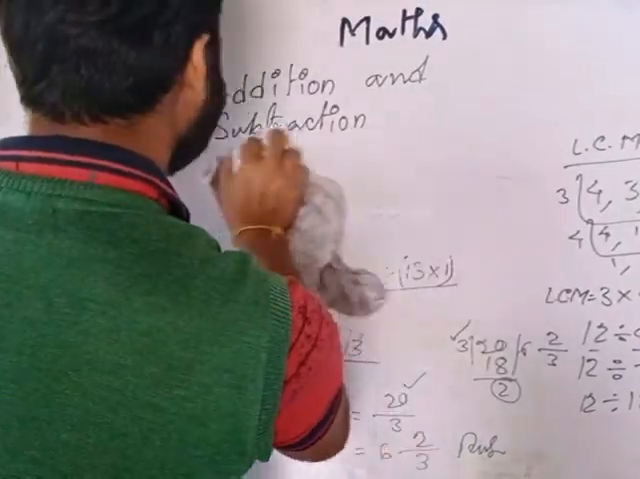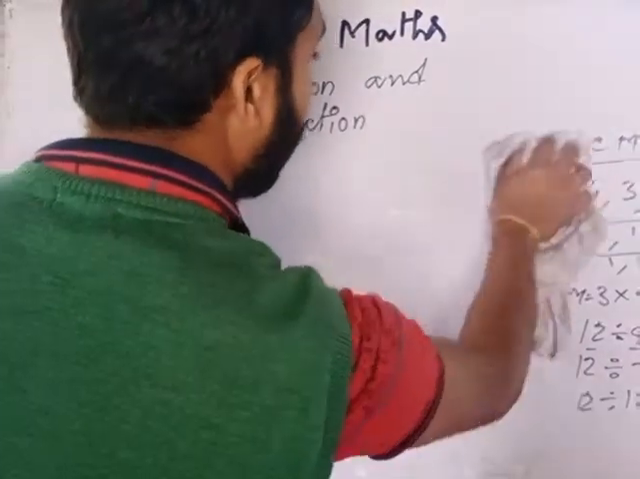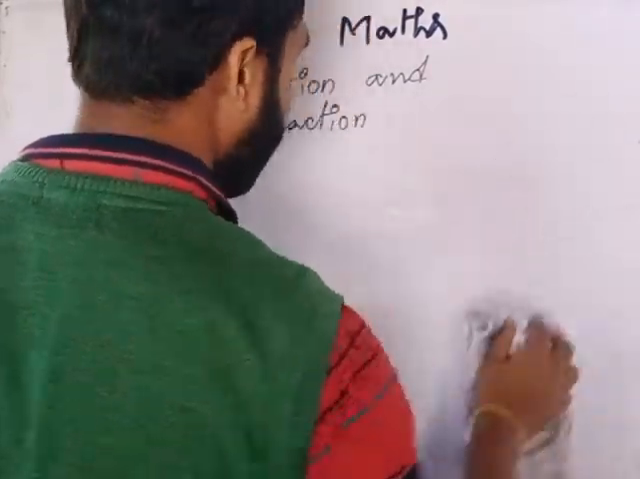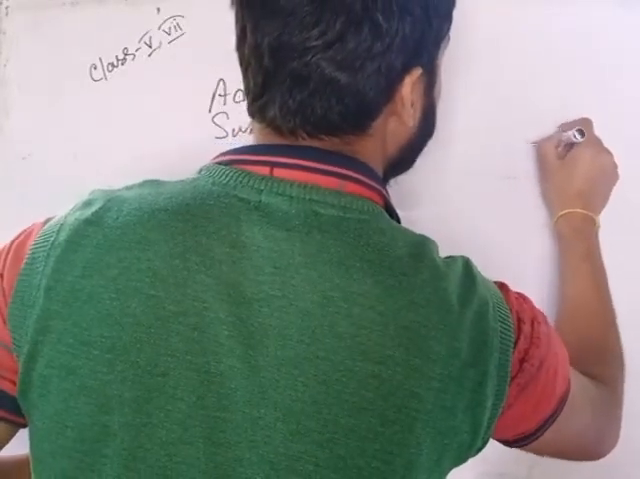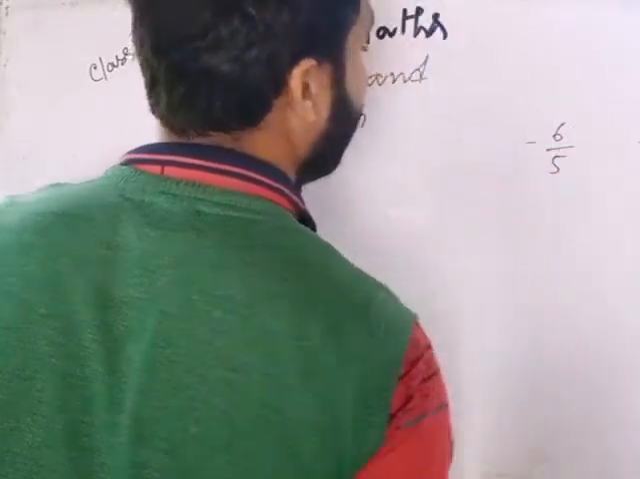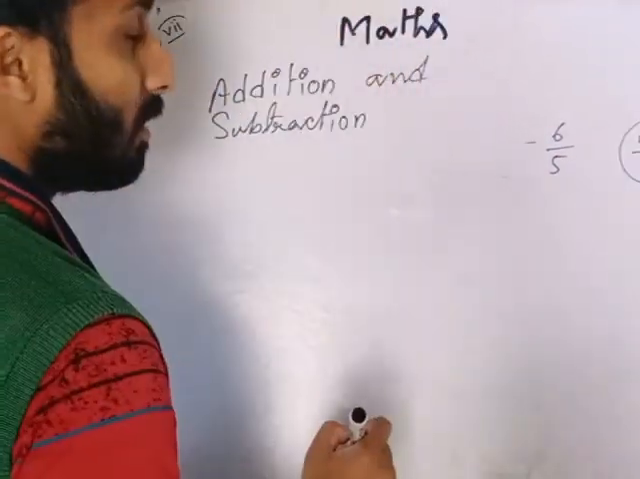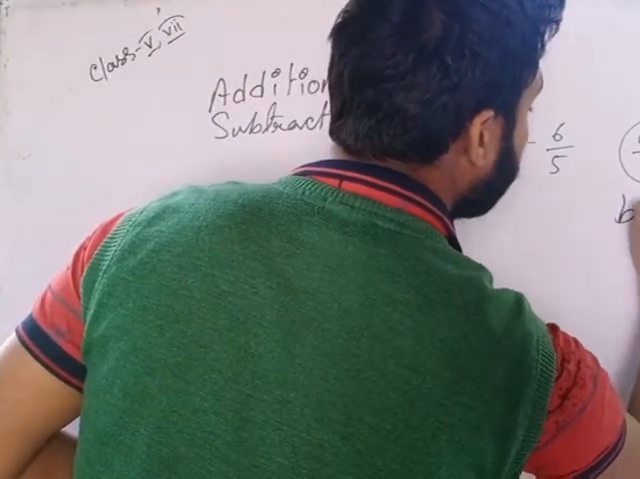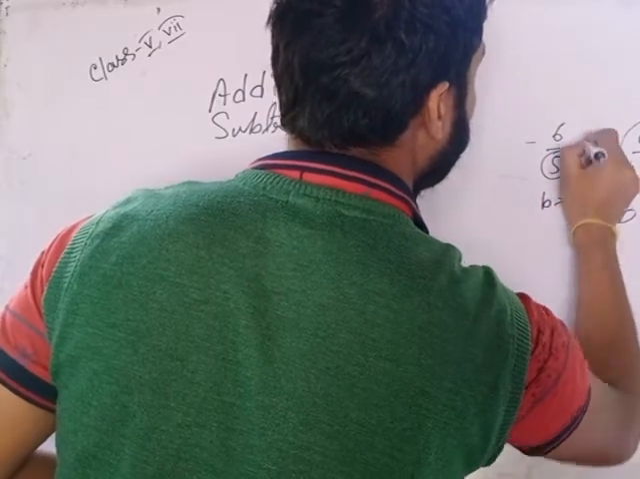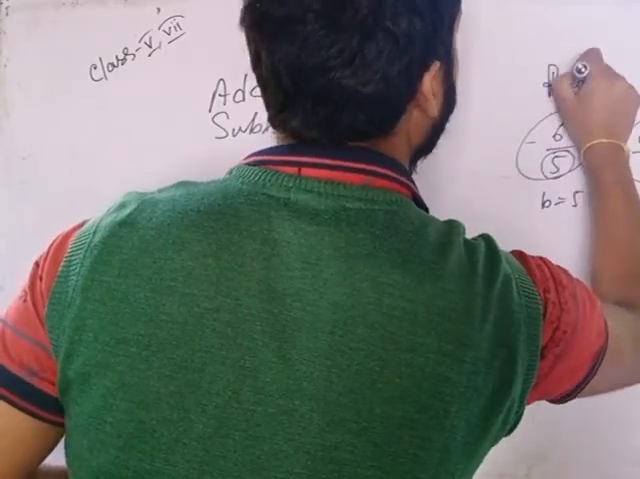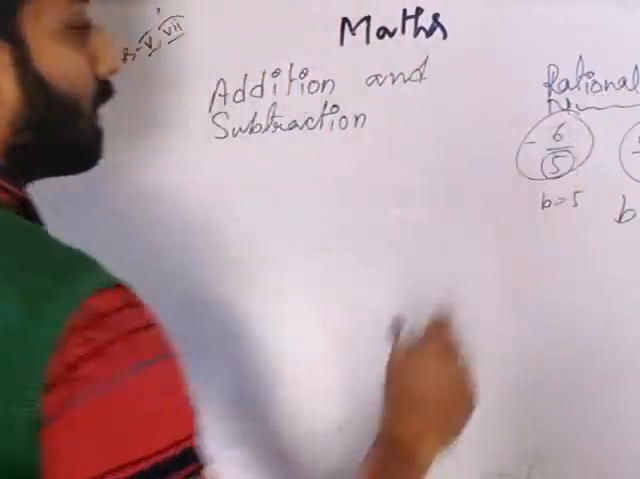If it is a rational number, that means if it is a positive or negative number, a rational number means a fraction of numbers, like 6/5. The formation of a rational number is a by b, but b is never equal to 0. That means here b is equal to 5. That's why it is a rational number.